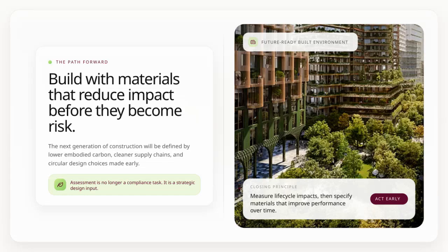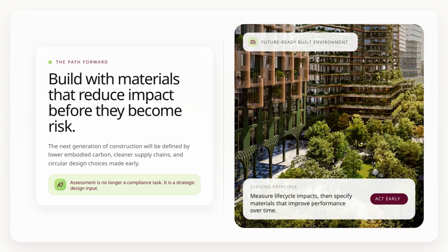Looking ahead, the path forward in construction is clear. We need to build with materials that proactively reduce environmental impact before these impacts turn into risks. The future of construction will be shaped by a focus on lower embodied carbon, cleaner supply chains, and circular design strategies implemented right from the start.